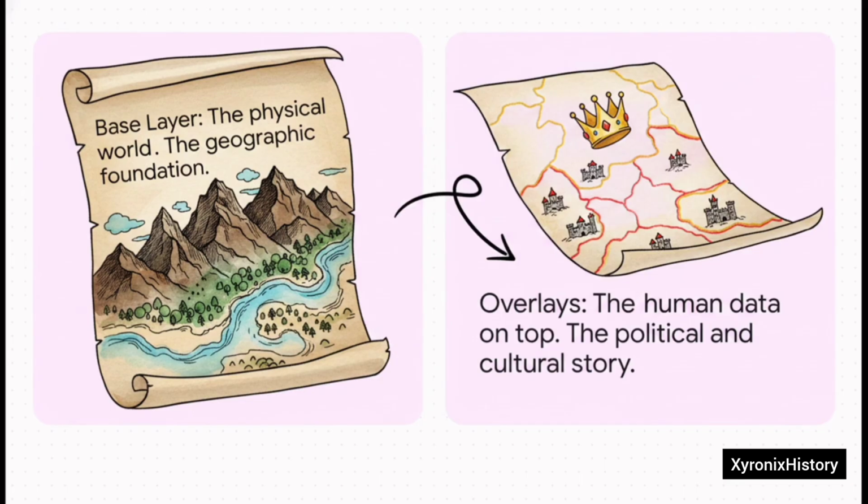First up, you have your base layer. Think of this as the physical stage where history plays out. The mountains, oceans, and continents. That's your foundation. Then you add your overlays, which is all the human drama, the shifting borders, the rising cities, the sprawling empires. That's the story.